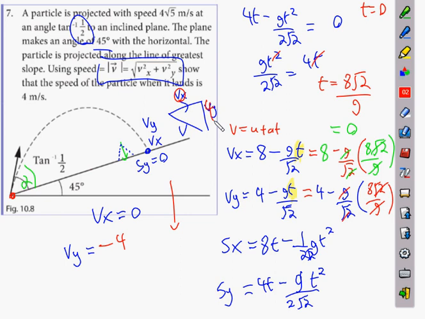Or you can just put it in here and say, look, 0 squared plus 4 squared, square root of 16, or minus 4 squared more appropriately. V equals square root of 16, V equals 4. So either way the velocity is 4.